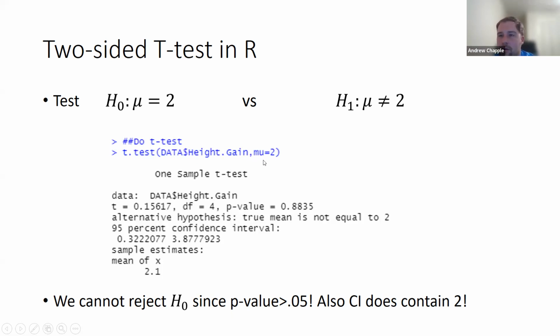Now, I didn't have to say alternative equals two-sided because this is the default here for this method. Two-sided confidence interval is the default. And I get a mean. So this confidence interval, you'll notice, does contain 2, which means I wouldn't reject that null. And it's consistent with the p-value also being large.